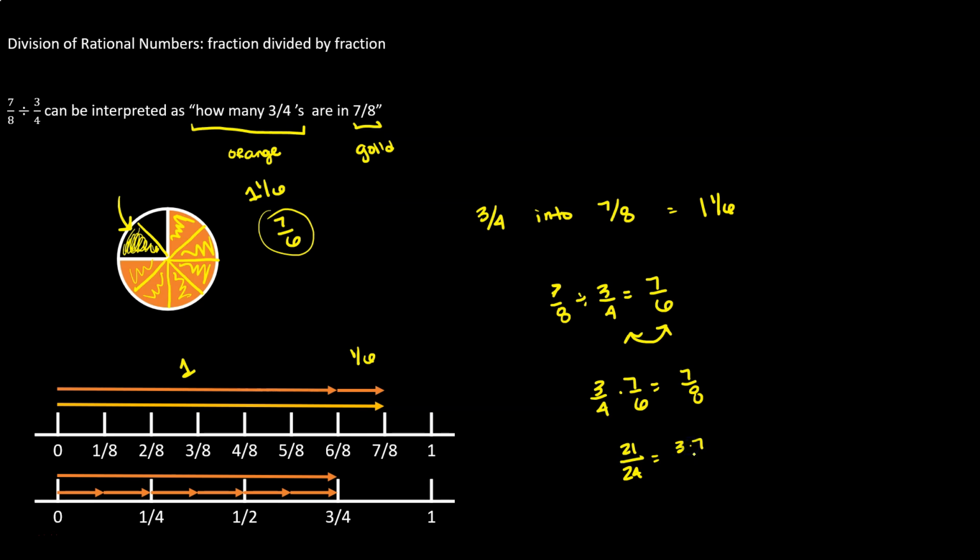21 is 3 times 7. 24 is actually 2 times 2 times 2 times 3. So we can reduce the common factor of 3. We're left with 7 over 2 times 2 times 2, which is 8. So yeah, it was an equivalent fraction. We definitely found the right number of times that 3/4 fit into 7/8.